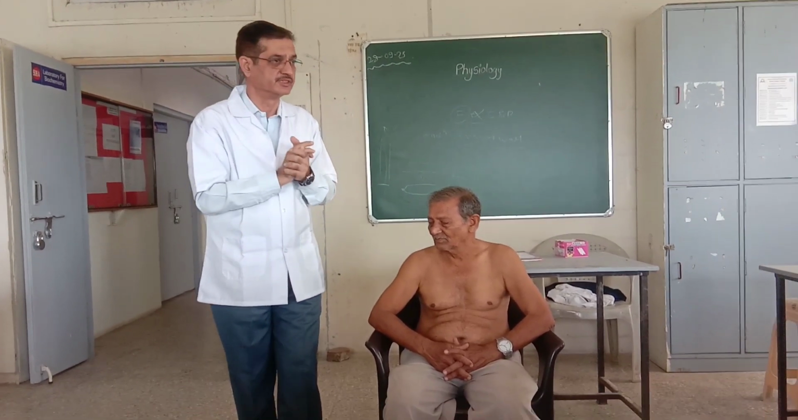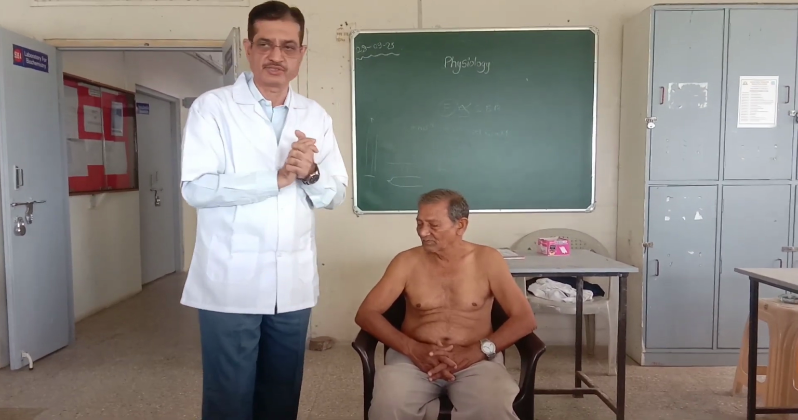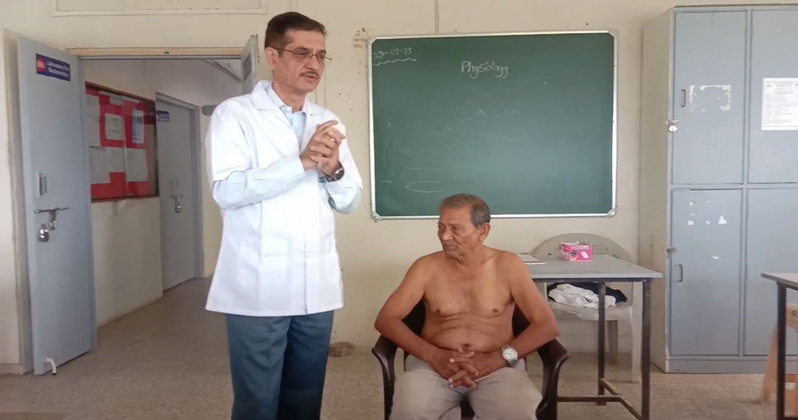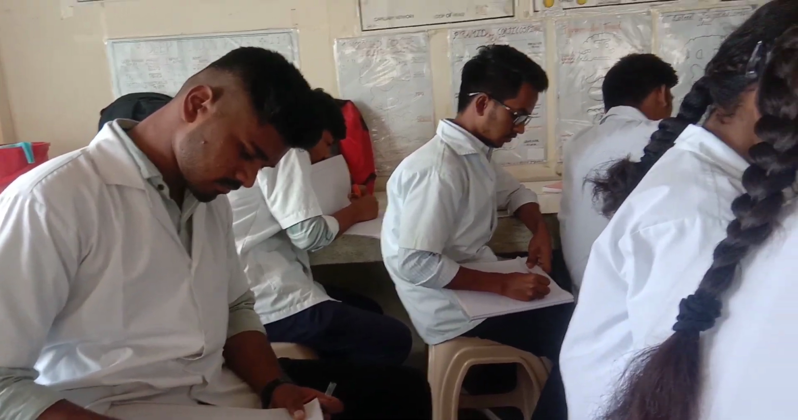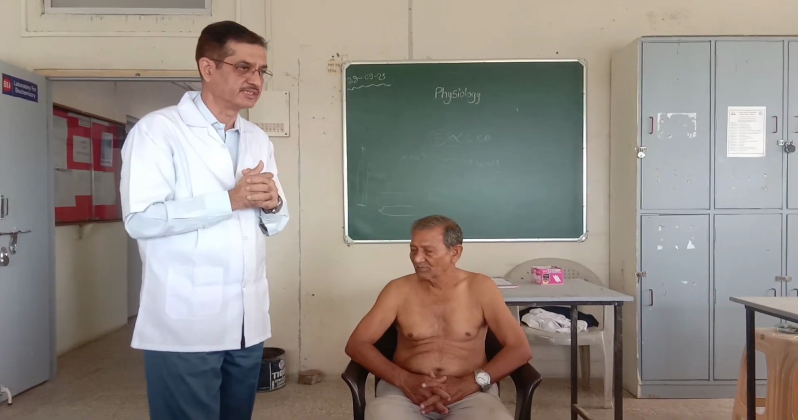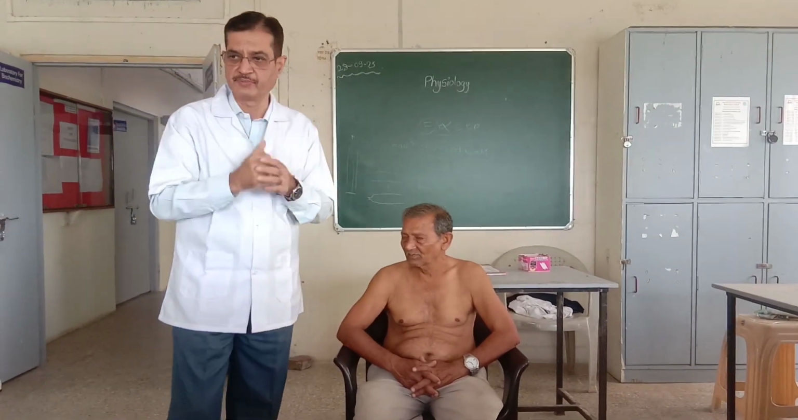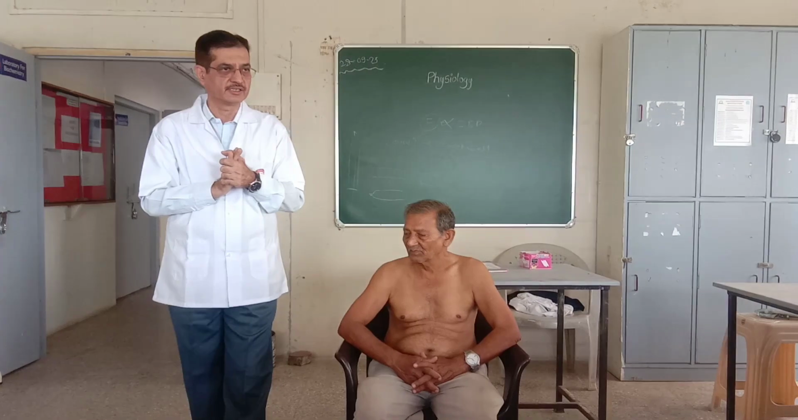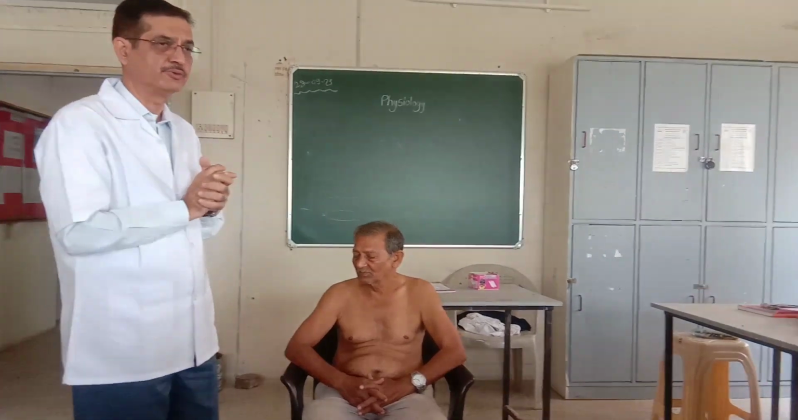If the apex beat is visible, it is present at left fifth intercostal space, 1.2 centimeter inside mid clavicular line. I will repeat, apex beat is present at left fifth intercostal space, 1.2 centimeter inside mid clavicular line. This is the area of apex beat. Normally apex beat is present in this area.